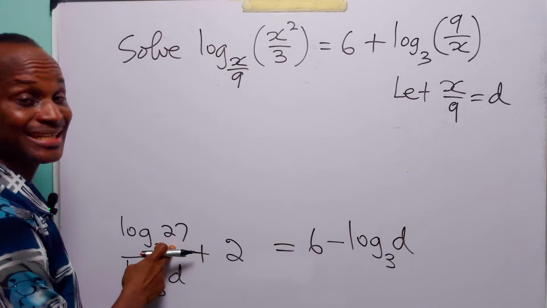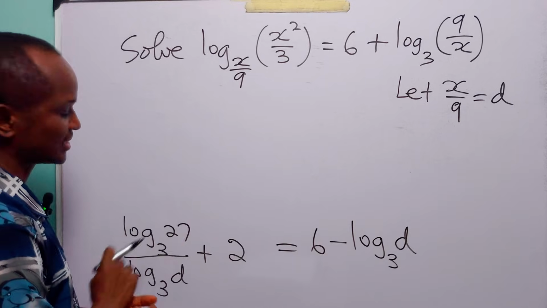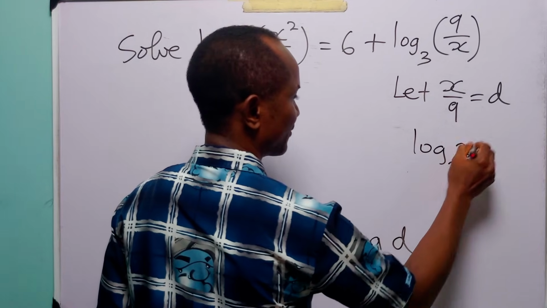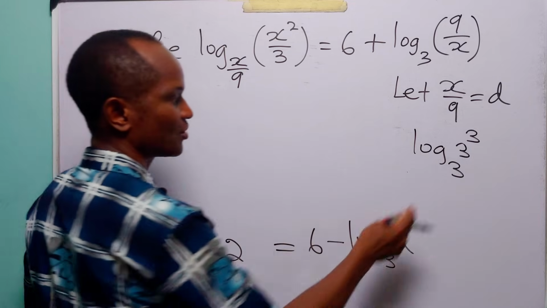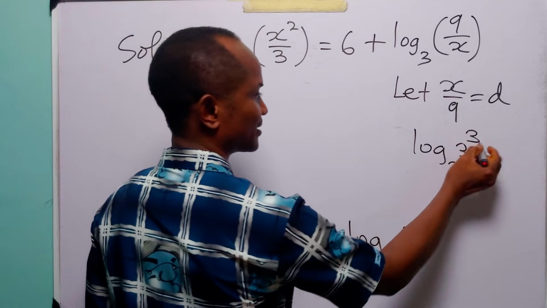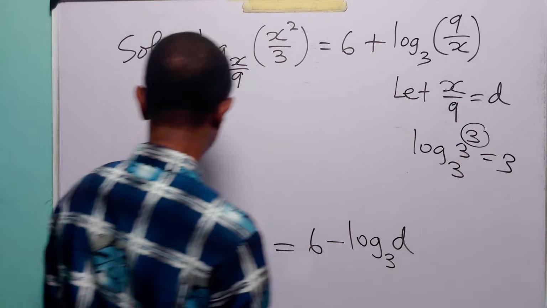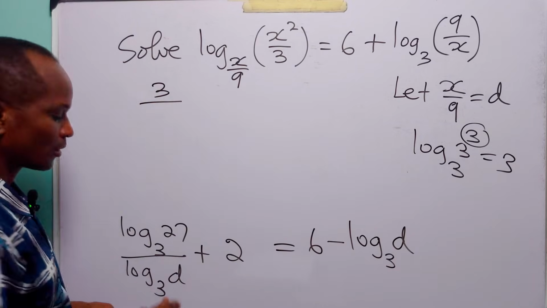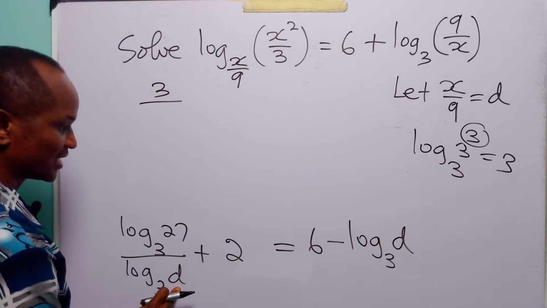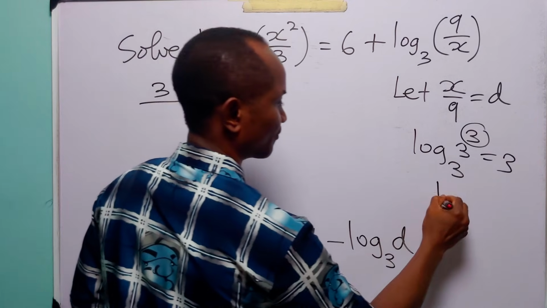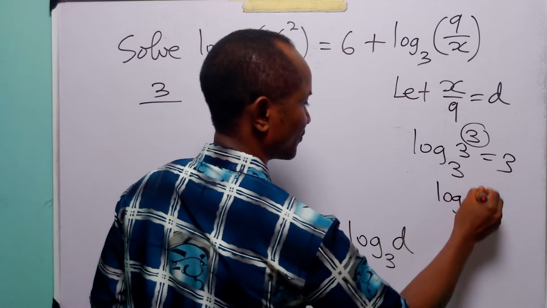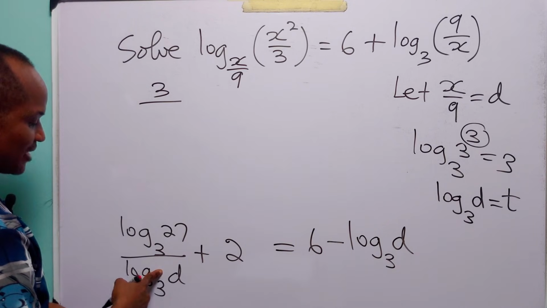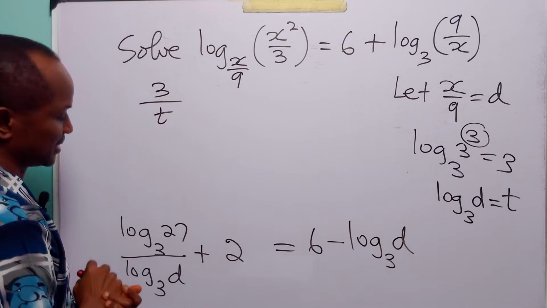Now let us find the value of log to base 3 of 27. 27 is 3 to the power 3. And of course, you know that log to base 3 of 3 to the power 3 is equal to 3. So this numerator is equal to 3. Also, let log to base 3 of d be equal to the letter t. So this denominator is now going to be equal to t.